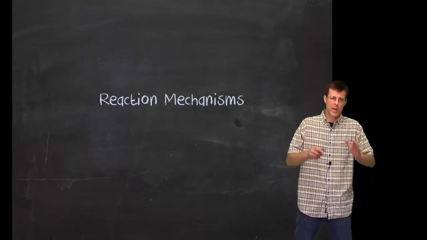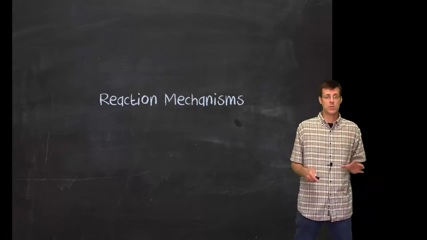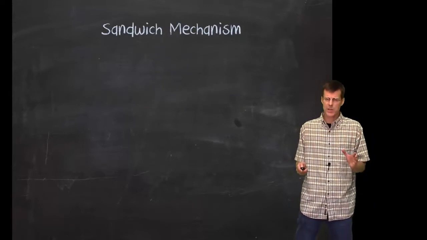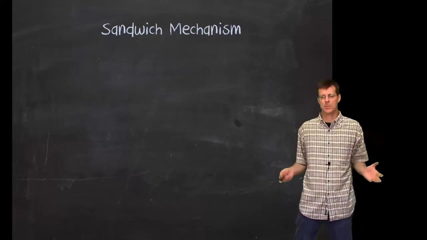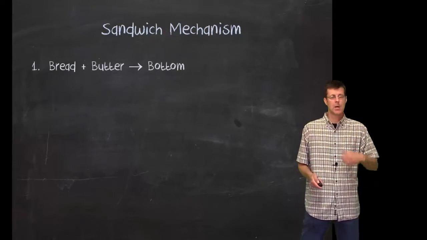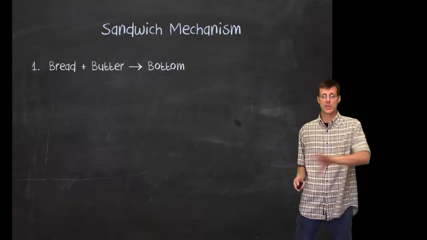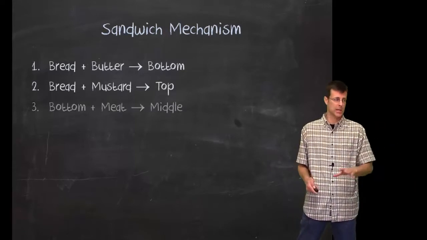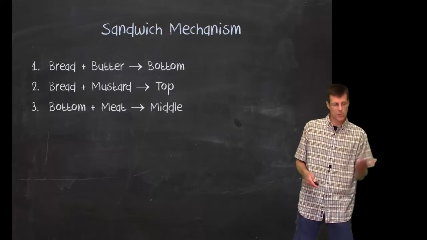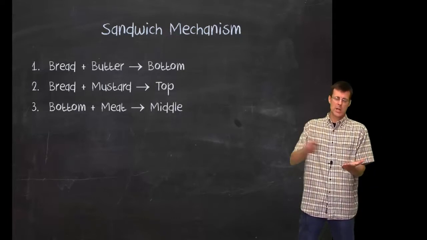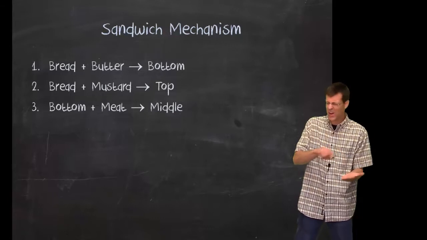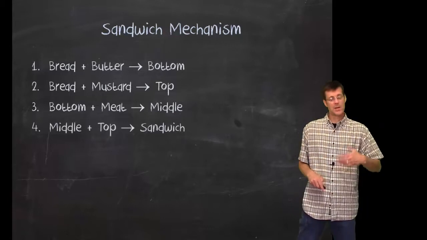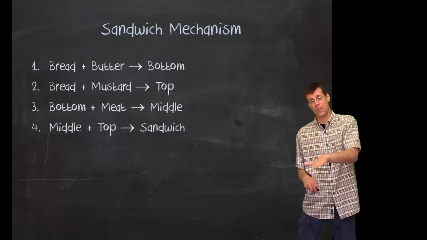Now before we get into reaction mechanisms, let's start talking about a sandwich mechanism. A sandwich mechanism. How do I make a sandwich? Well, everybody knows how to make a sandwich, but let's break it down to the steps. I would butter a piece of bread and I would put that to the side. I would take mustard and put it on another piece of bread and put that to the side. And then I would take my bottom piece of bread and I'd pile the meat on top of it, pile it high on top of it. And then I would take the top piece of bread and I'd put it on top of that.